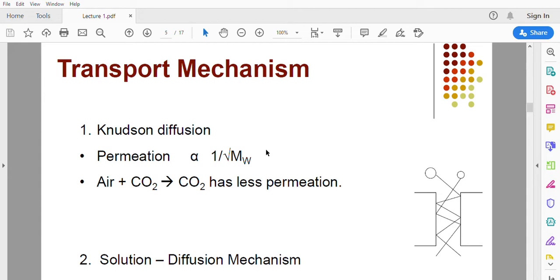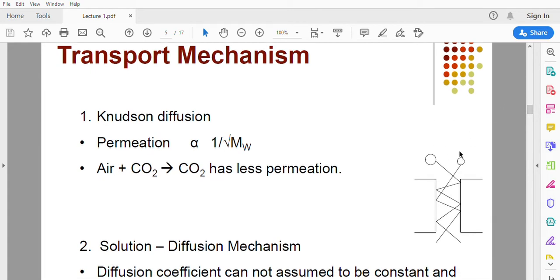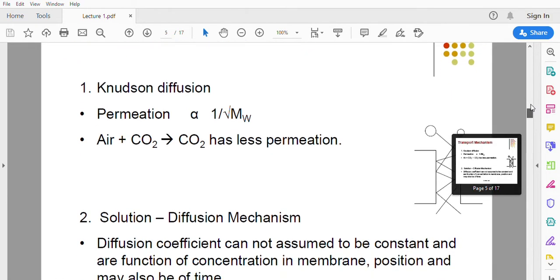For example, if you want to separate CO2 from air, the molecular size of CO2 is larger and the molecular size of air is smaller. Air means oxygen and nitrogen. The molecular size of nitrogen and oxygen is smaller than the molecular size of carbon dioxide. So you will get enriched air, nitrogen and oxygen, on the other side of the membrane. This is one transport mechanism.